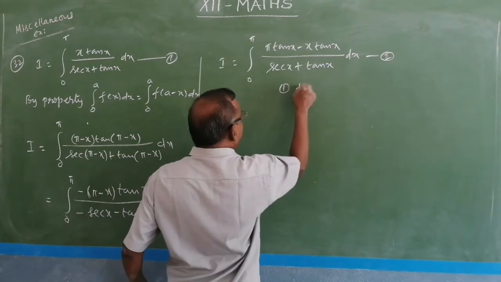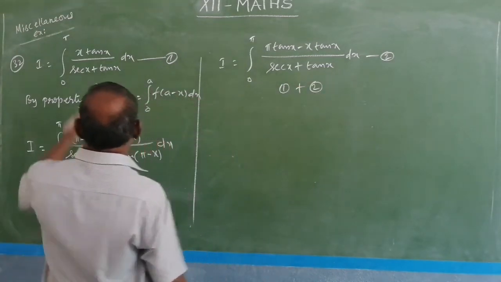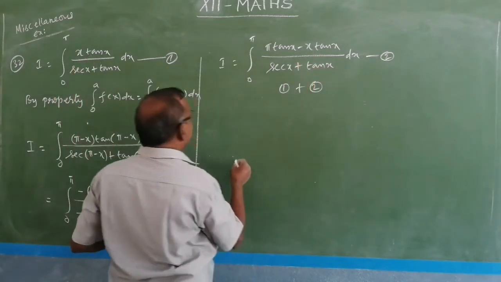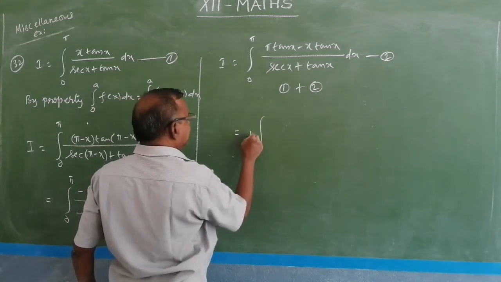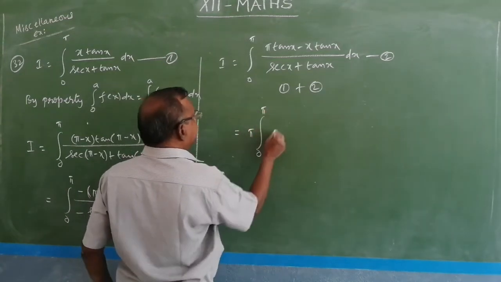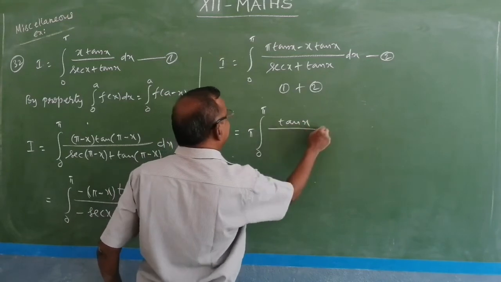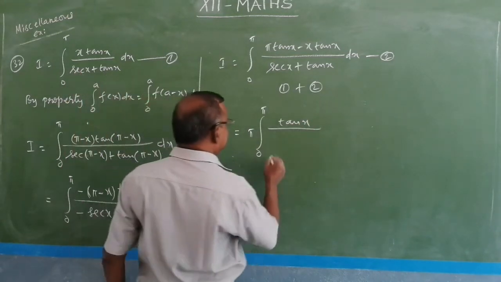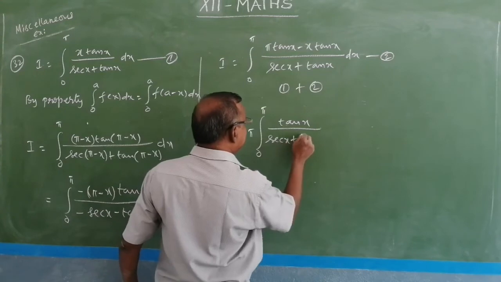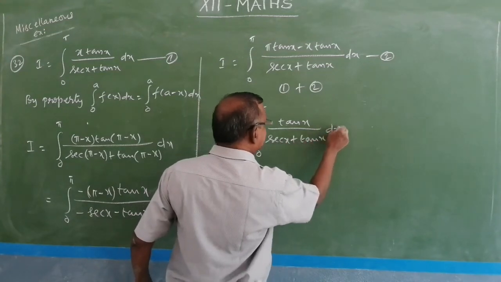Now, add 1 and 2. So plus x tan x minus x tan x cancel, and the numerator will be pi into the integral from 0 to pi of tan x, divided by the common denominator secant x plus tan x, into dx.